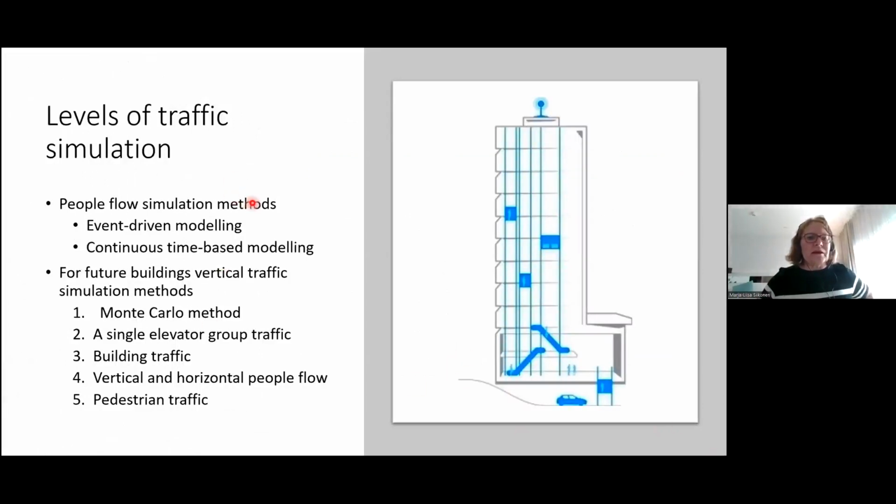The simulators typically had used the event-driven modeling or continuous time-based modeling, and different types of simulations are possible. The simplest way is to use Monte Carlo simulation. Then there is a single elevator group traffic simulation, building traffic, or people flow simulation that includes both vertical and horizontal simulation, and pedestrian traffic simulation. I go through these examples, 5 examples, in the next slides.